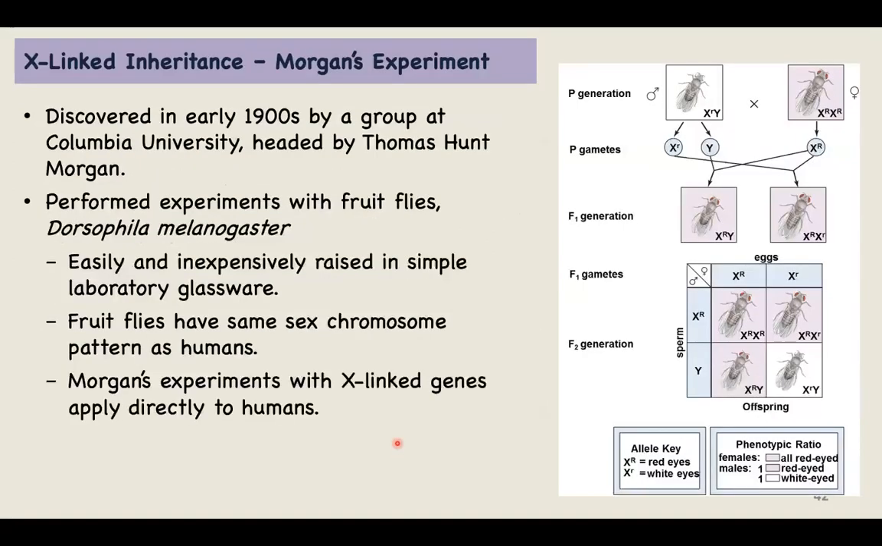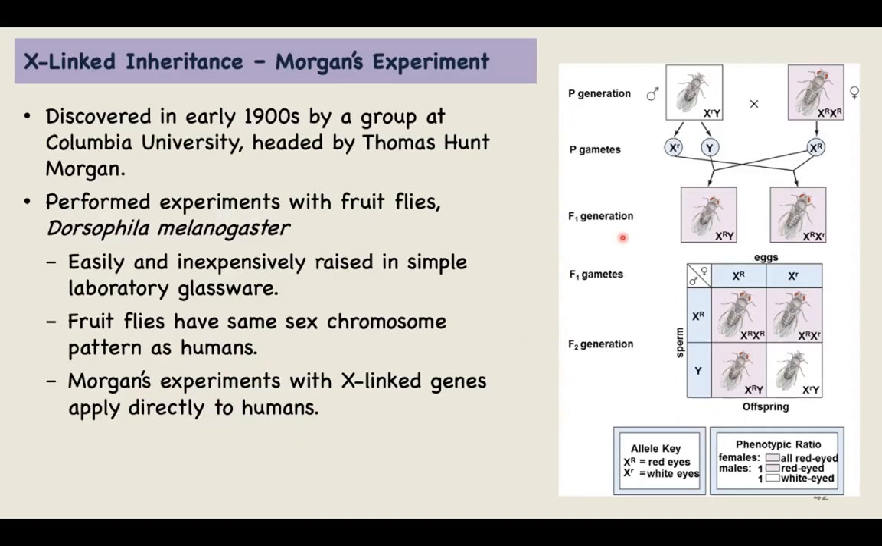Okay, contoh, we go on. Okay, so this X-linked inheritance, they're from the Morgan experiment. So Morgan experiment ni, they from a group from Columbia University, they performed experiments with the fruit fly, Drosophila. Because why did they try on fruit flies? Because it is inexpensive and boleh raise dalam lab saja. So fruit flies have the same chromosome pattern as the human. So apa-apa result ni, it can represent human as well. Morgan's experiment with X-linked genes can be applied directly to human.